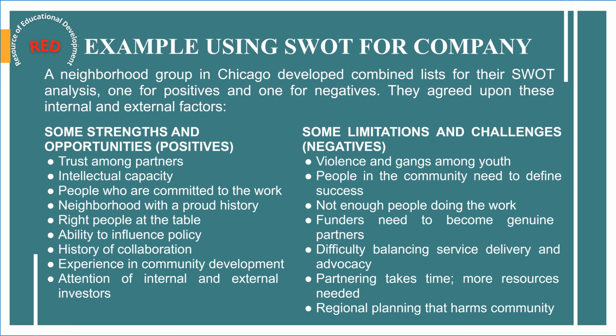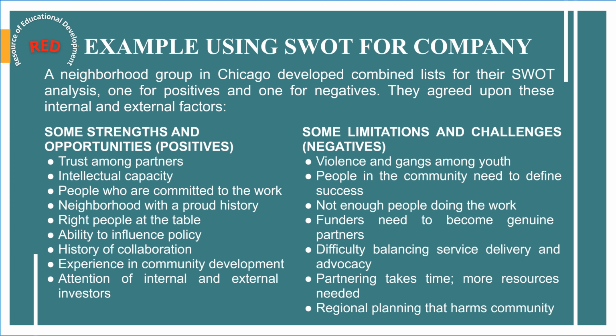When they looked to their external and internal opportunities, the group realized they had the attention of funders. They could capitalize on this opportunity for grant money, but they needed to define projects with an awareness of an internal weakness. People in the community need to define success. If the group accepts a grant to carry out a project that the community does not consider important, i.e., has not defined as success, their future effectiveness could be compromised.